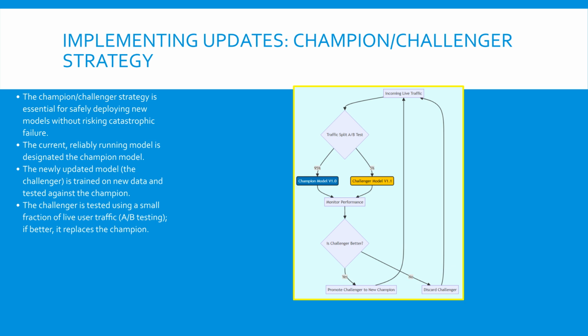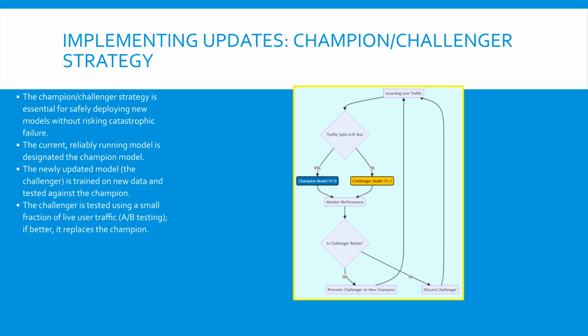When we have a newly retrained model, we cannot simply replace the old one, as this could lead to catastrophic failures if the new model is flawed or unstable. To ensure safety and reliability, we use the champion/challenger strategy. The existing model, which is currently serving predictions to users, is known as the champion model. The newly trained or updated model is referred to as the challenger.